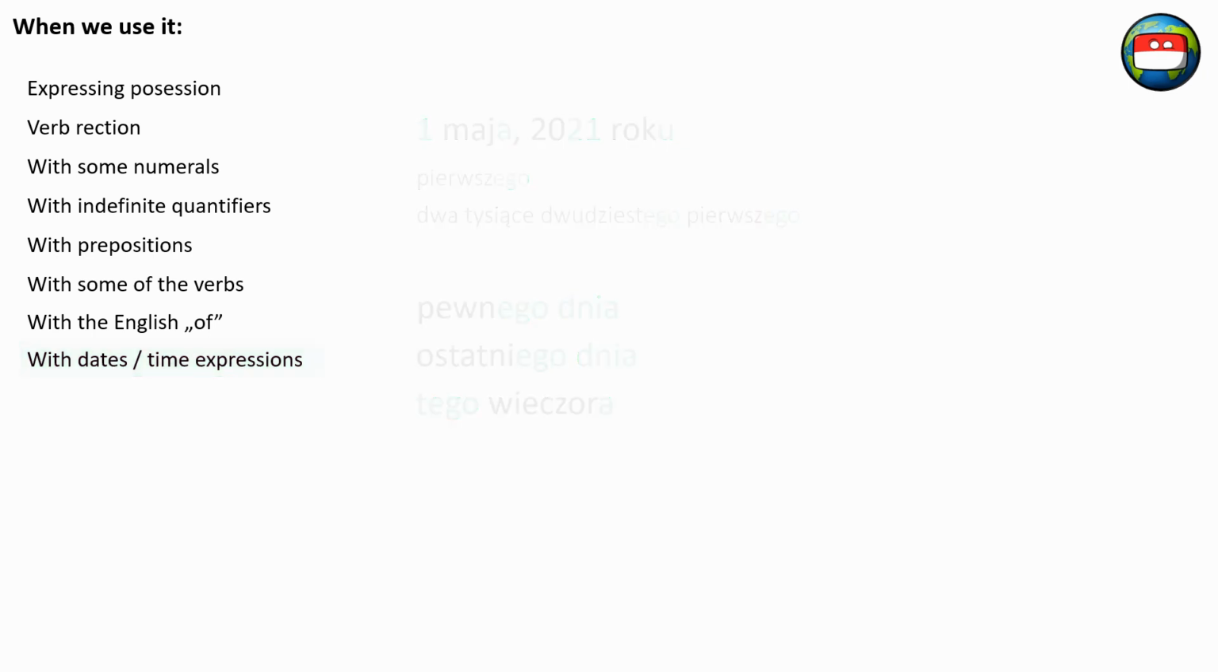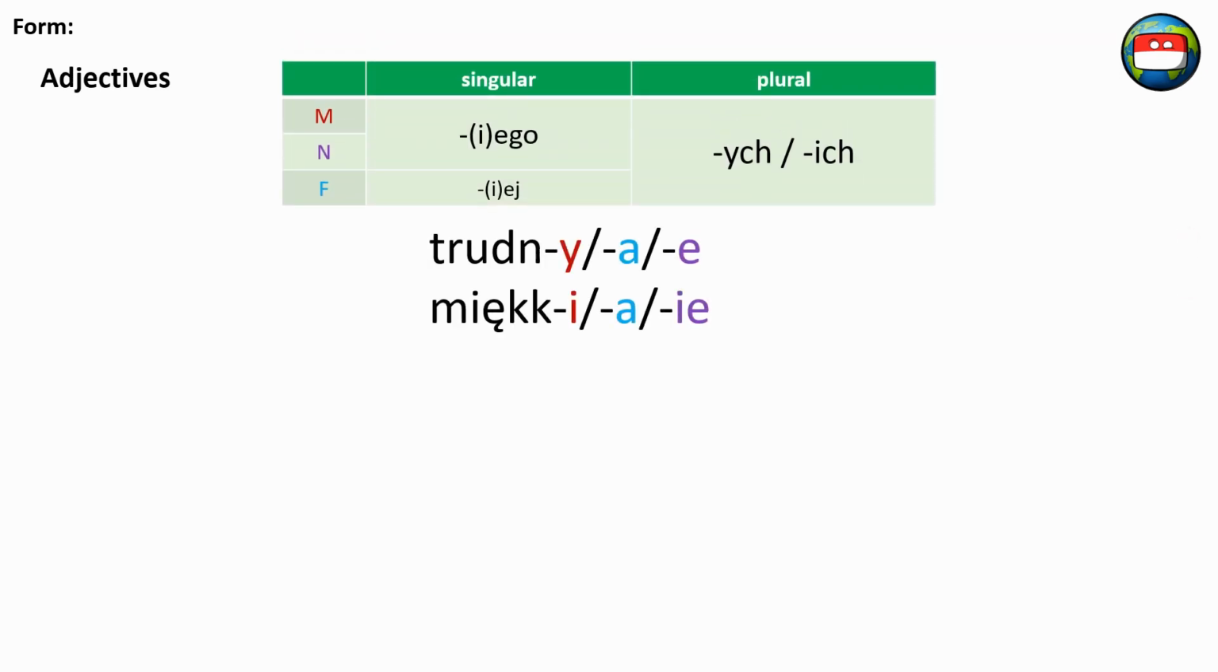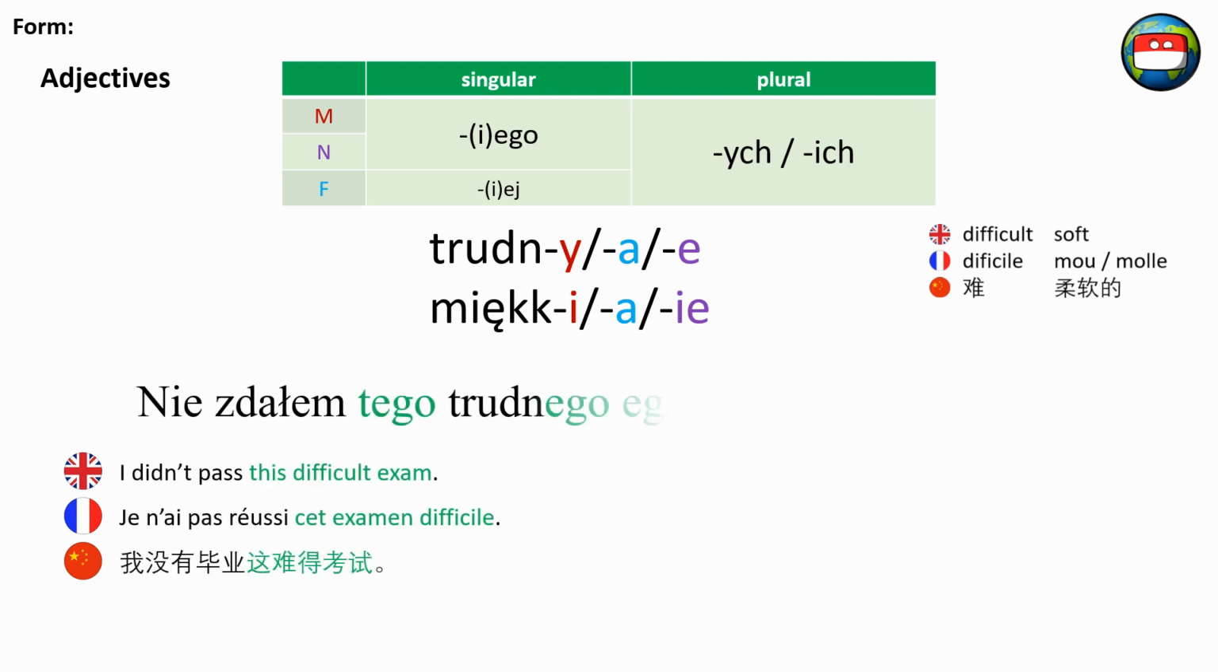Now I will try to explain how we form the genitive case for nouns and adjectives. For the adjectives, let's take as example trudny and miękki. And now let's take a look at the table to see how their forms change in use. You might notice that the additional sound E is necessary when we follow K or G.